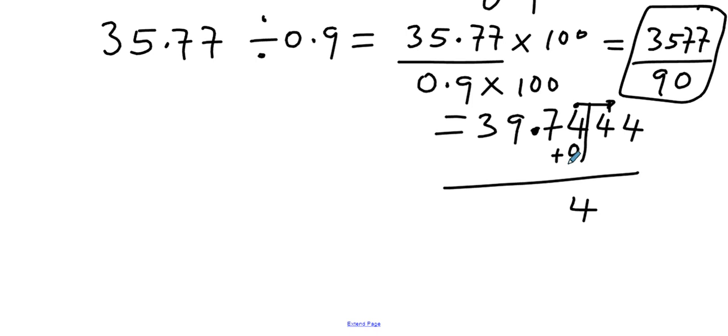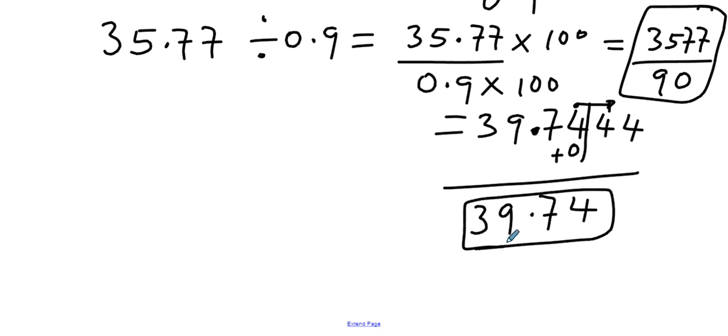This will be 4. This will be 7. This will be 9. This will be 39.74. These are already 2 decimal places. What happens on the 4 and 4 is we ignore them because we need to have 2 decimal places.